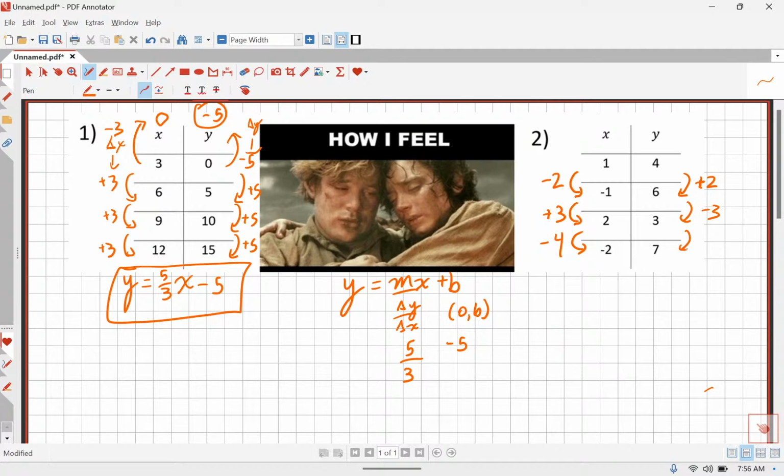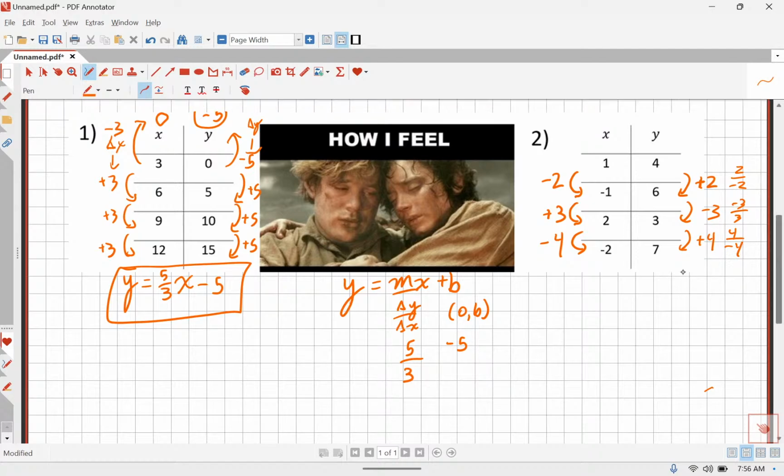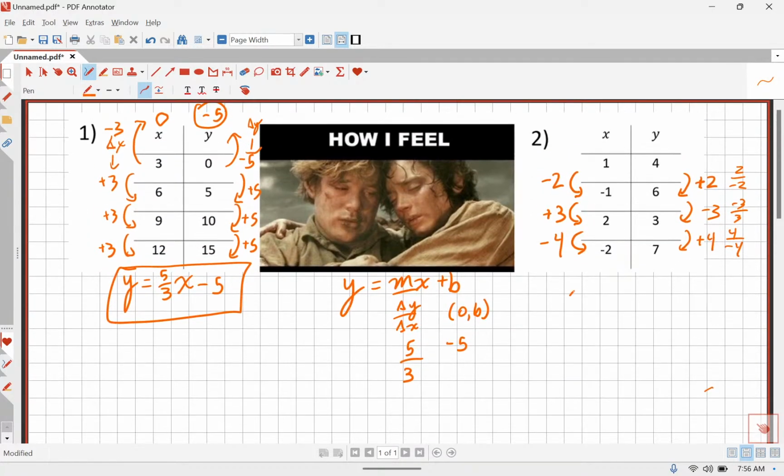Awesome. And when we divide those, 2 over -2, negative 3 over 3 and 4 over negative 4, do we get the same answer? Yeah, what is it? Awesome. So we know that the slope here is negative 1. Awesome. How did you find the 0?